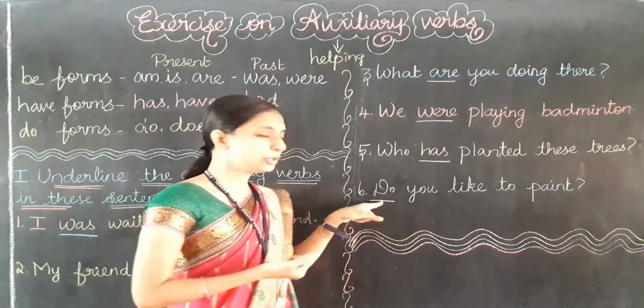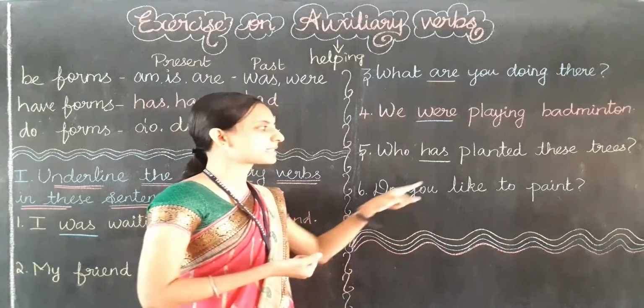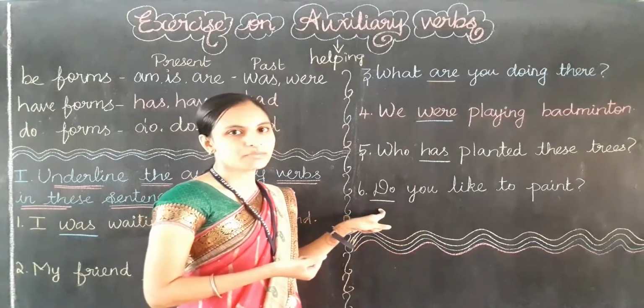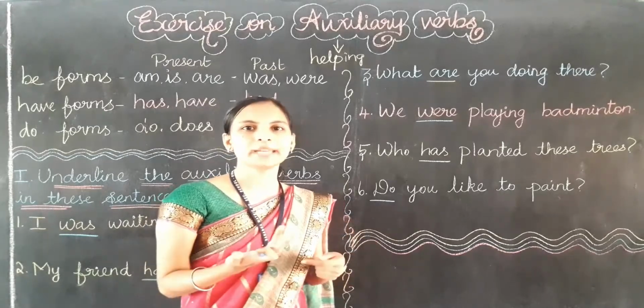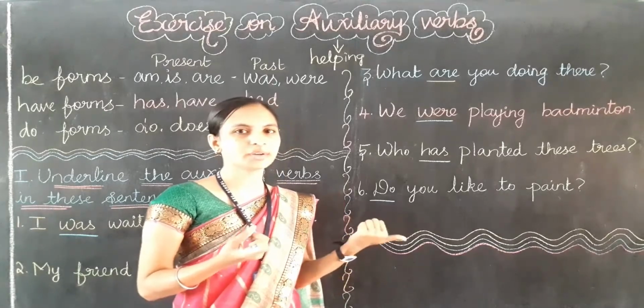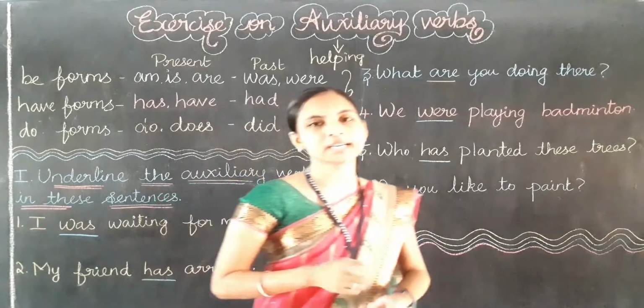Here do is an auxiliary verb and it is asking the question, so that's why it comes first in a sentence only. Okay, do you like to paint means what? உனக்கு paint பண்ண பிடிக்குமா? This is the question. Okay, so I hope you are clear with this exercise, children.